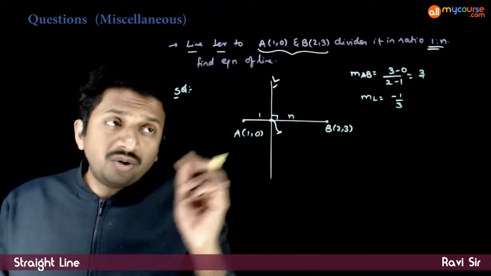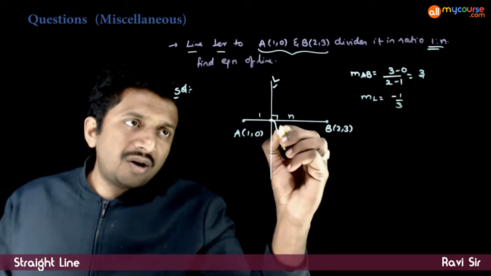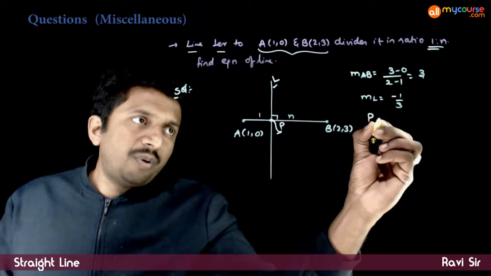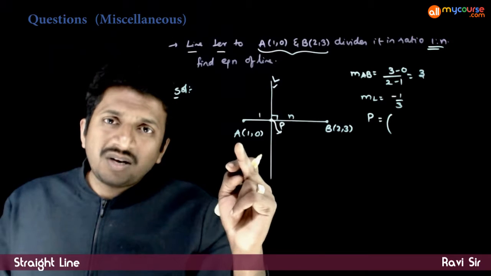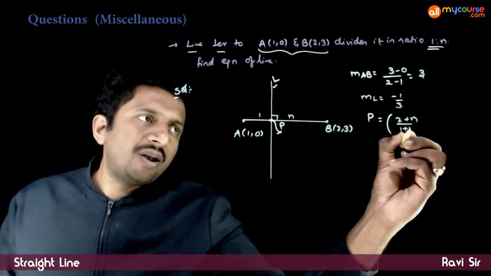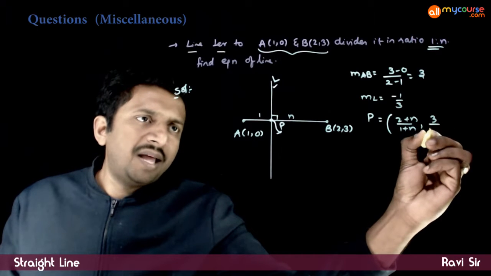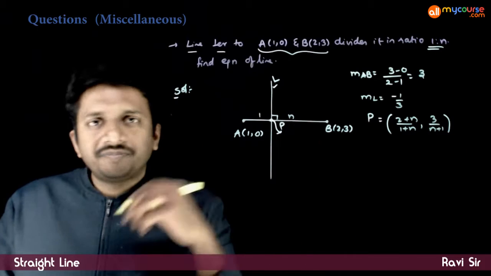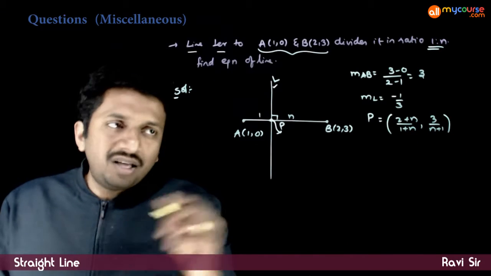Now what is the point through which this line passes? So let us call this point P. The point P is nothing but (m x2 plus n x1) by (m plus n), that is (2 plus n) by (1 plus n), and (3 plus 0) by (n plus 1). So I have a point, I have a slope, so you can find the equation.